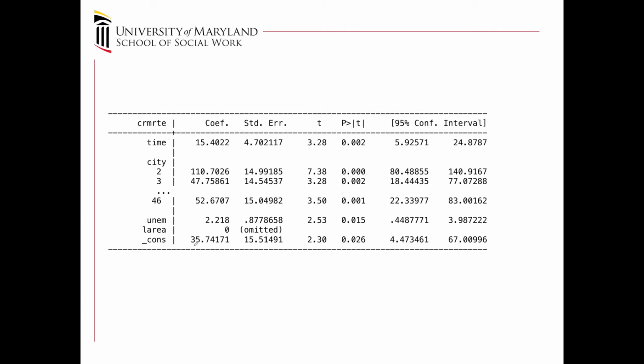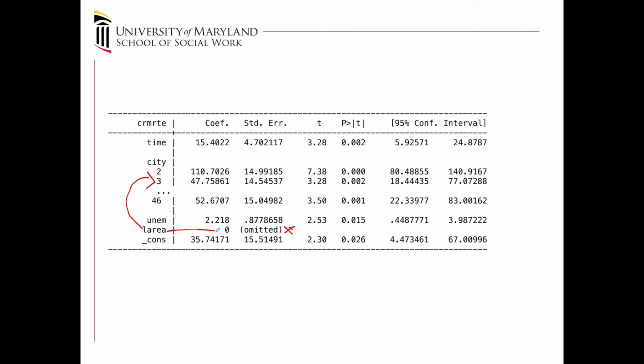So I ran the same model, I put in area, and it's omitted. Why is it omitted? Because it's completely collinear with this. These values are 1, 2, 3, 4, 5 up to 46. This is some other number, but those numbers are 100% correlated because this doesn't change within city, right? This is city 2 at time 1 and time 2. This is city 3 at time 1 and time 2. And city 2 has the same area at time 1 and time 2, and city 3 has the same area at time 1 and time 2.